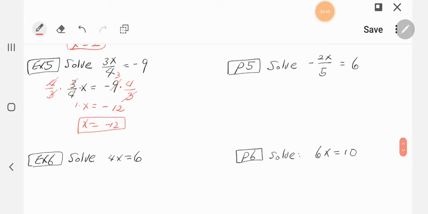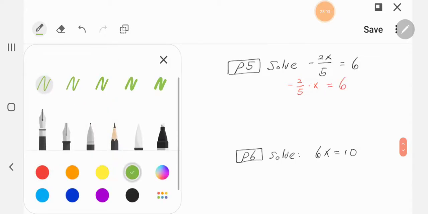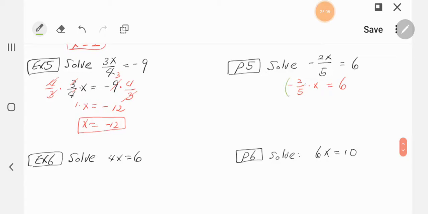Problem number 5. Negative 2x over 5 means negative 2 over 5 times x, isn't it? Times x is equal to 6. So we will multiply each side by what? Get rid of this negative 2/5. So let's multiply by the reciprocal. What's the reciprocal of negative 2/5? Negative 5/2. The negative sign stays the same.